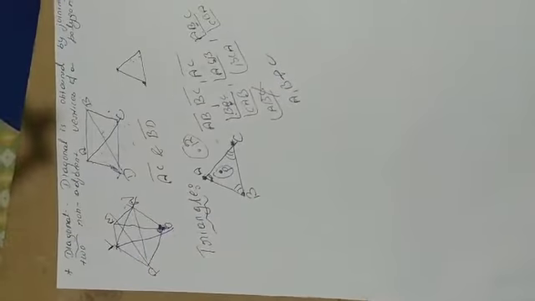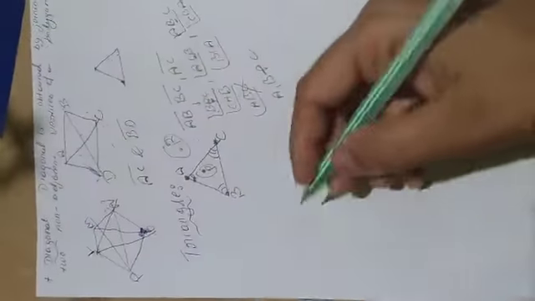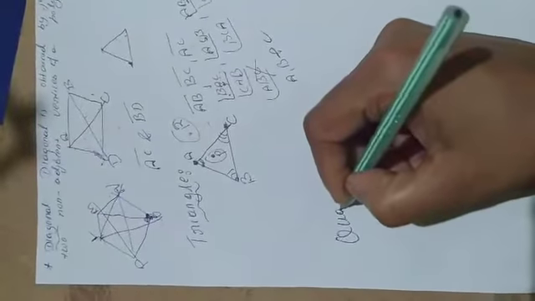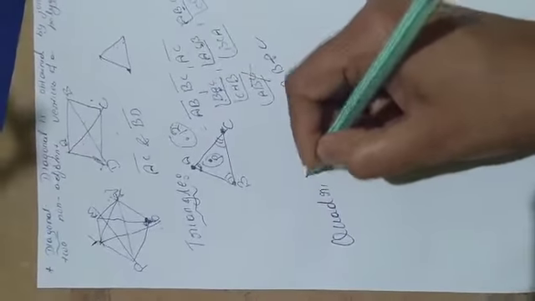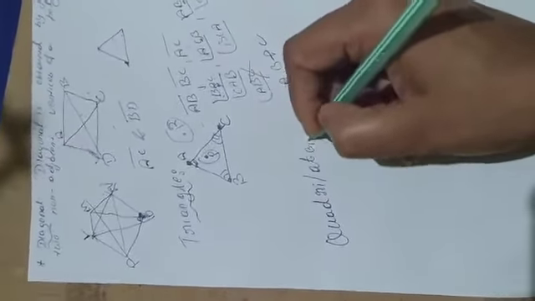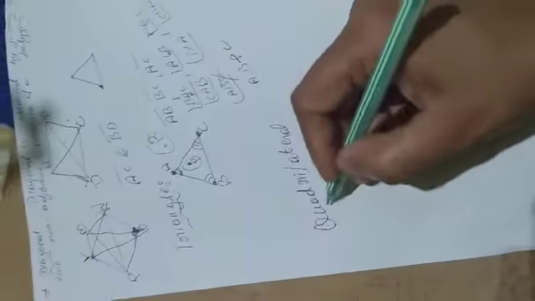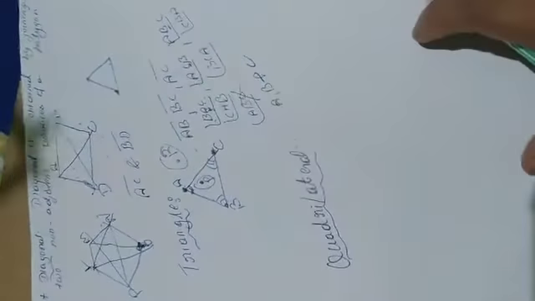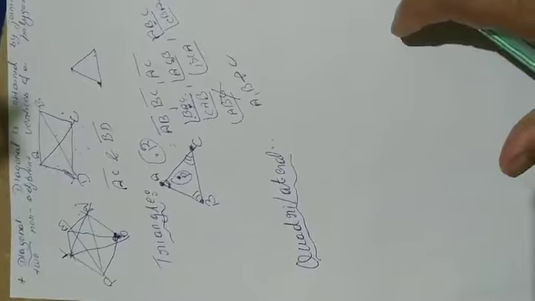Okay. So the next one is quadrilateral. Actually the types of polygon start from triangle, quadrilateral, pentagon, etc. Generally we use triangle and quadrilateral in our syllabus. So next, quadrilateral. What is meant by quadrilateral? Already explained, but once again I will explain what is meant by quadrilateral.